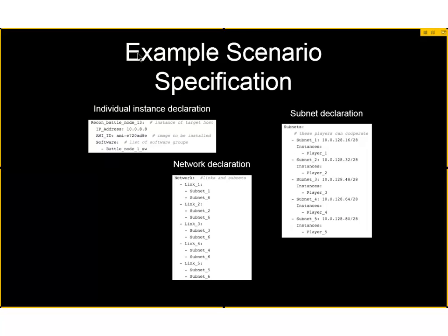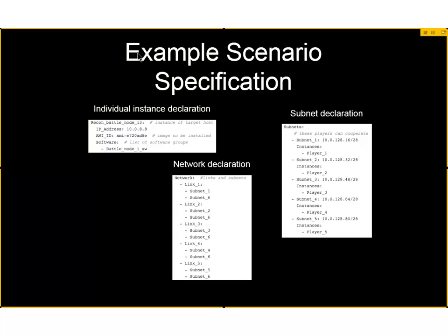Here, this is defining an individual battle node. This is actually a host that was on 10.0.8.8. And you can see it's using this AMI, so this is the image that it's running from. It has software that was installed just as simply as saying, here we've defined the software package as battle node 1 software. And all of these can now be rubber stamped with that exact same software. And we specify an IP address there as well.